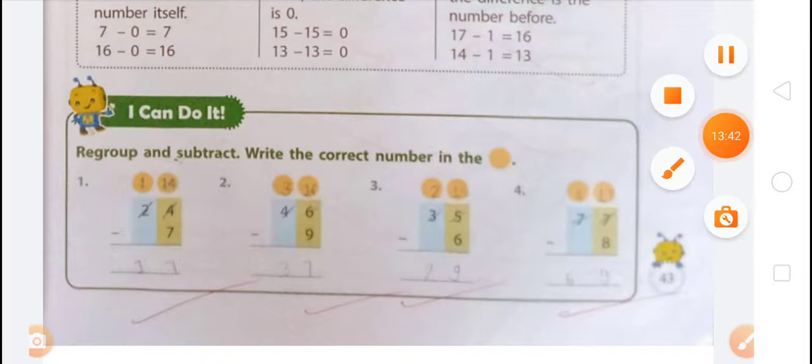And the next question is 46 minus 9. We can't subtract 9 from 6, so regroup 4 tens, that is 3 tens and 16 ones. So regroup 1 ten into 10 ones, that will be 3 tens and 16 ones, and now subtract the ones. 16 minus 9 is equal to 7, and 3 minus 0 is 3. So the answer is 37.